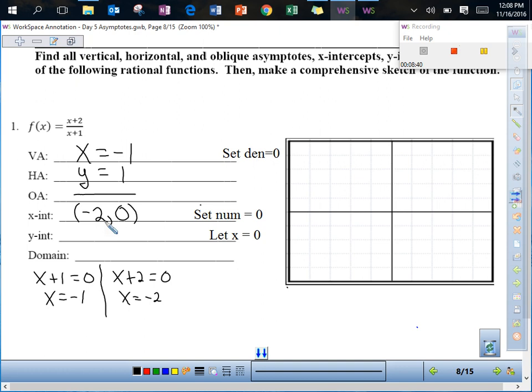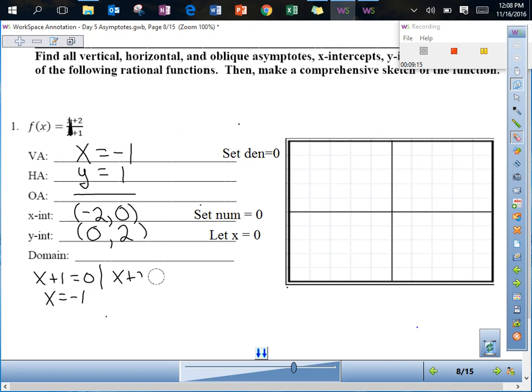Now the y-intercept says let x be 0. So guys, you might on your sheet again write these little notes down. If you got to pause the video and write them down, that's fine. But guys, if you let x be 0, check out what happens. This x goes away. This x goes away. I'm left with 2 divided by 1. So when x is 0, my y-intercept is 2.